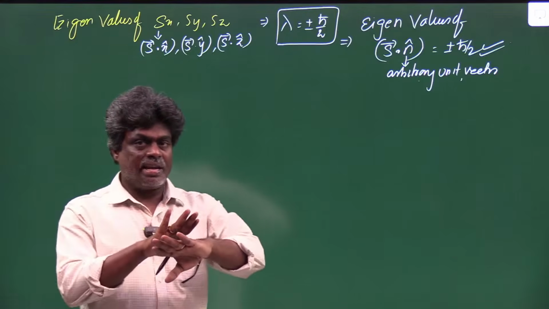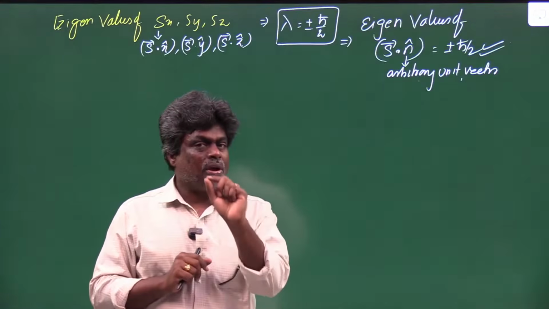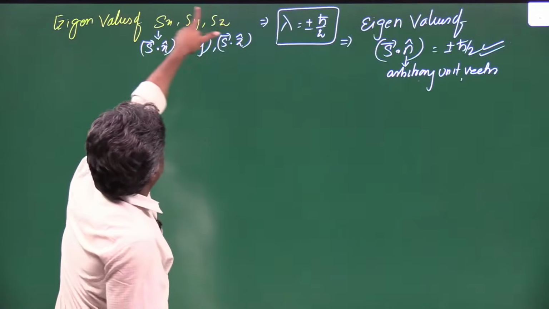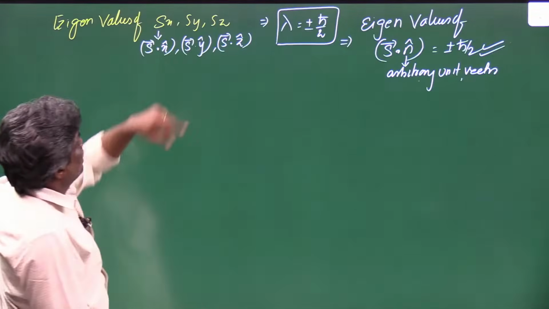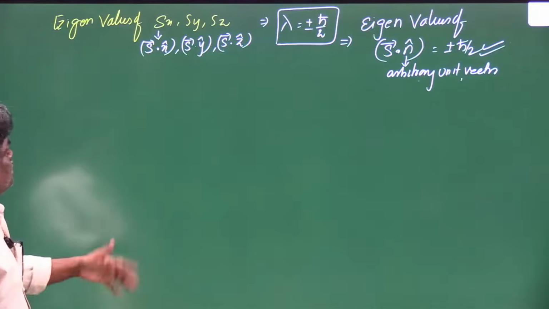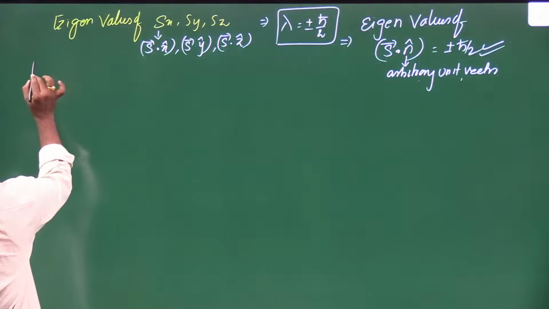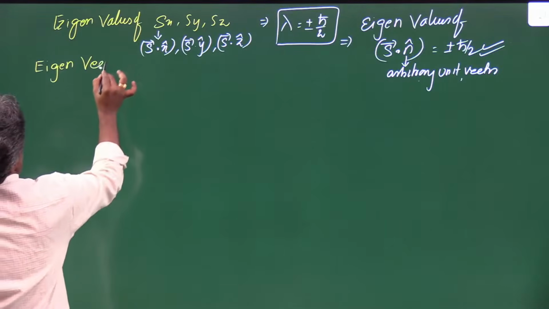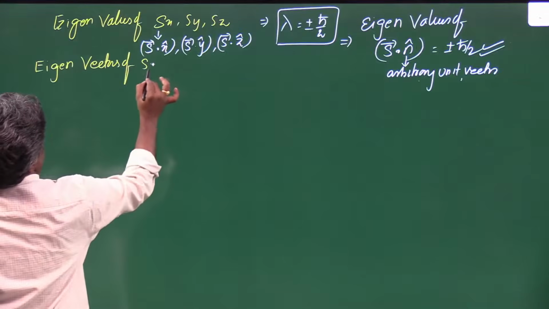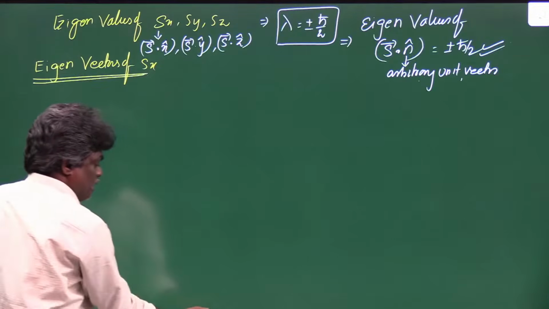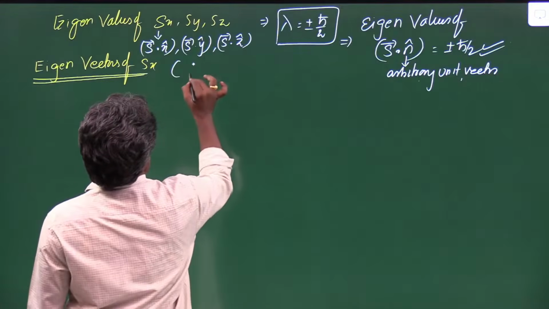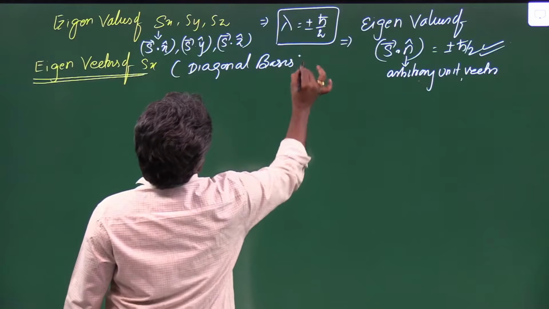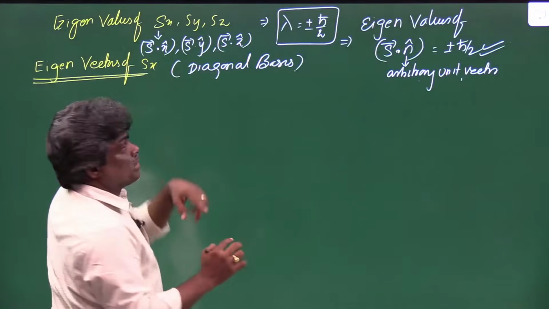Next, sir, the eigenvalues part is clear. We should know about eigenvectors. Directly going to the general one, let me find the eigenvectors of any one thing. You please choose any one: Sx, Sy, Sz, your wish. X. Right, so we are finding the eigenvectors of Sx. These are called diagonal bases in our computational. If you choose Sz, those are called computational bases.